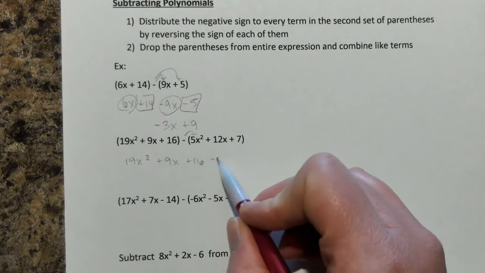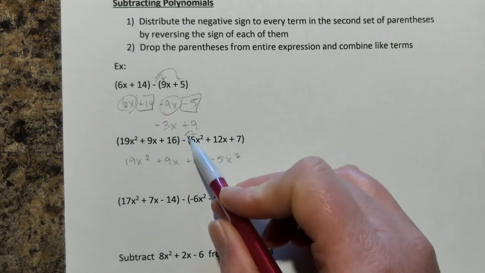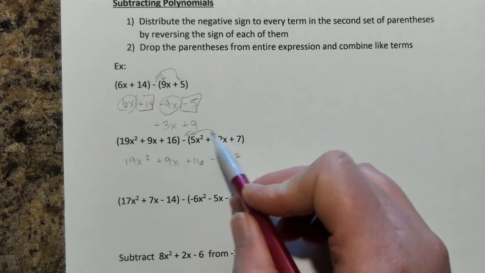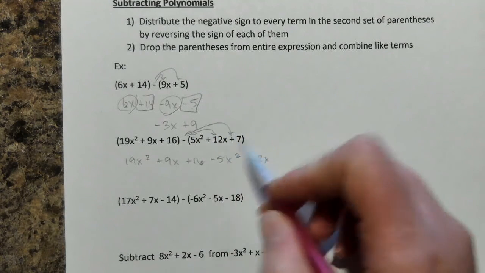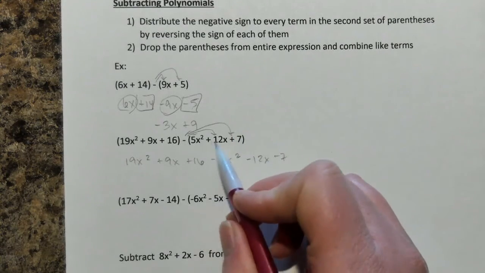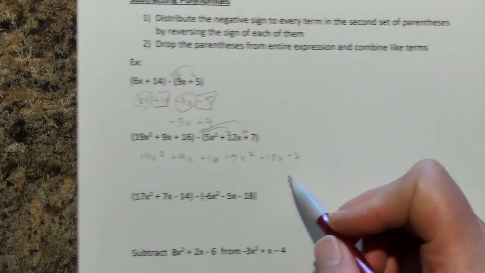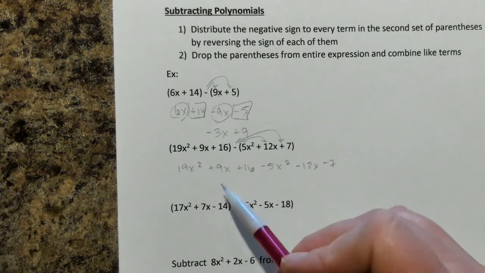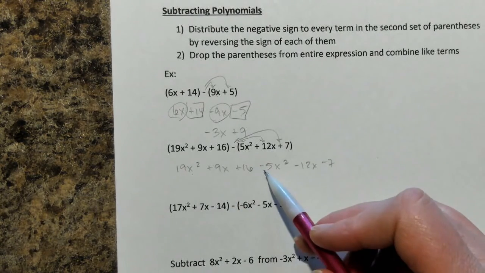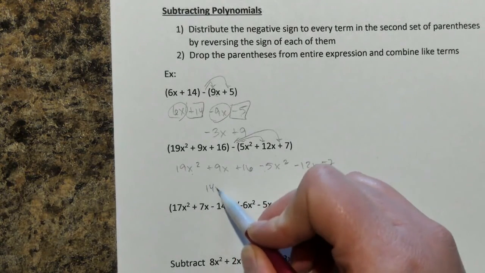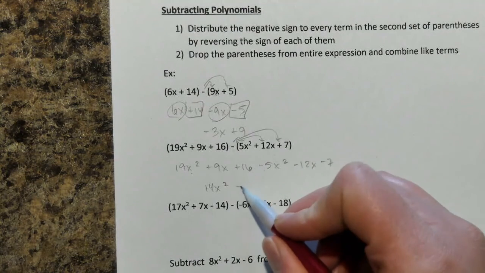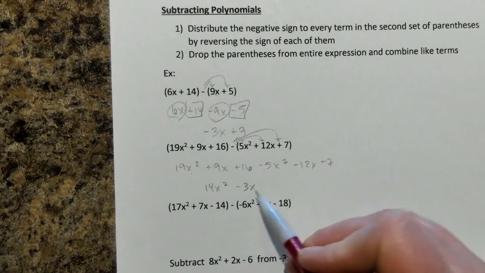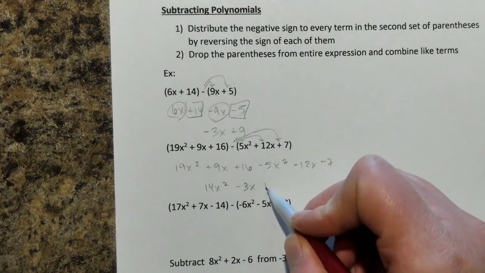So this will be negative 5x squared and a negative 12x and a negative 7 because they're all positives in here. So the signs just all flip to negatives. So we have 19x squared minus 5x squared gives us 14x squared. 9x minus 12x gives us a negative 3x. 16 minus 7 gives us a positive 9.